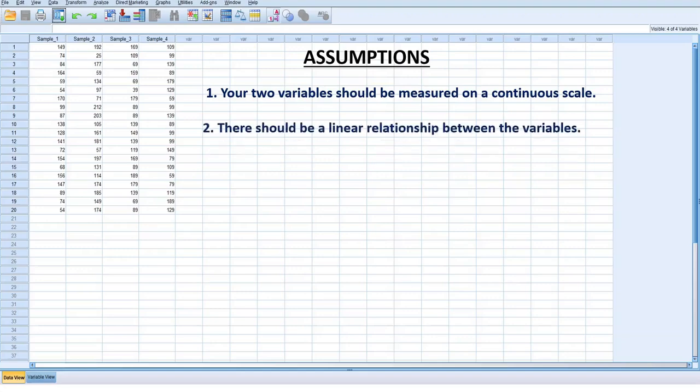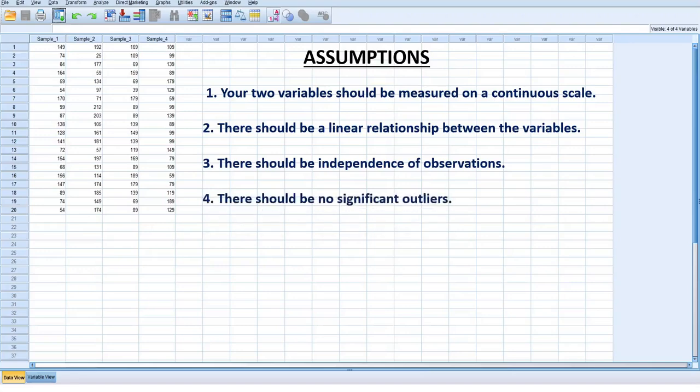2. There should be a linear relationship between the variables. 3. There should be independence of observations. This means that the 2 observations for one case should be independent of the 2 observations for any other case. 4. There should be no significant outliers. This is because outliers can lead to misleading results, and Pearson's correlation coefficient is sensitive to outliers. And 5. Your variables should be approximately normally distributed. That is, your data should have bivariate normality in order to assess the statistical significance of the Pearson's correlation.